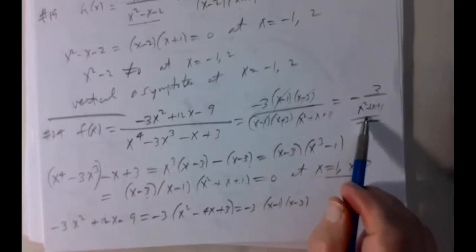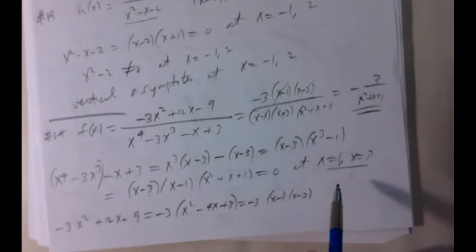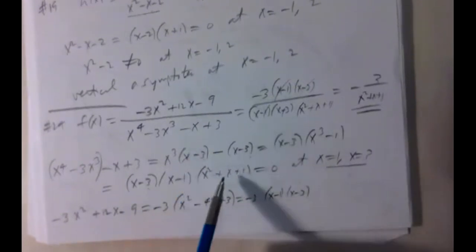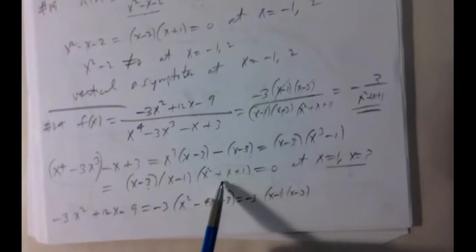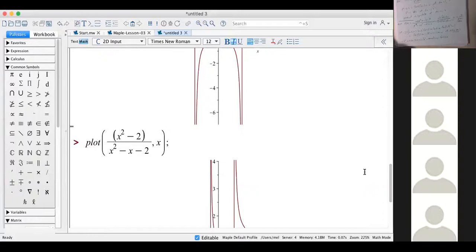And this function is never 0. So it looks like this function has no vertical asymptotes, because we were lucky enough to be able to factor the numerator and the denominator. So let me check the work by going back to Maple.